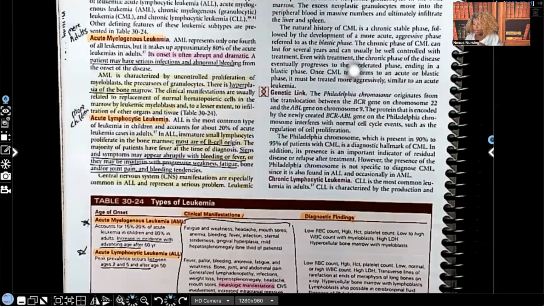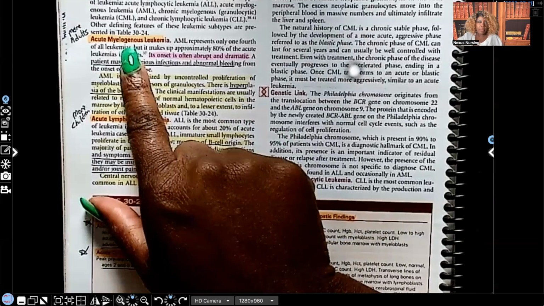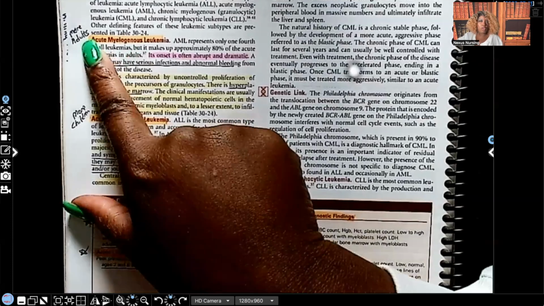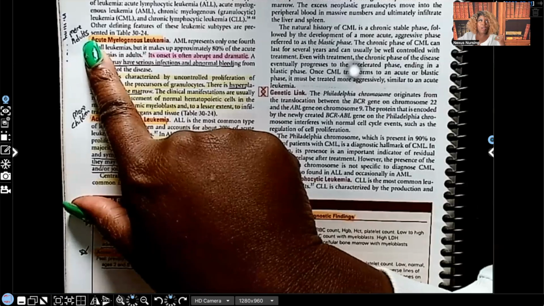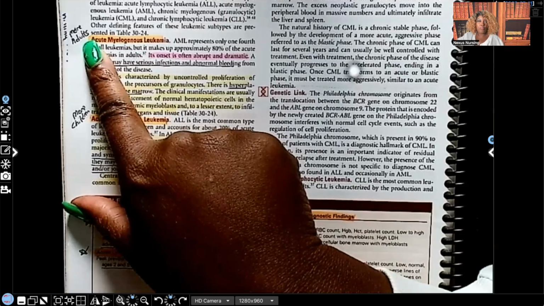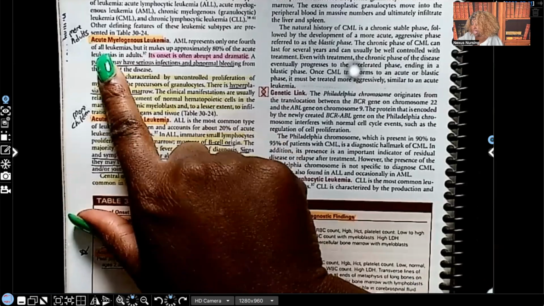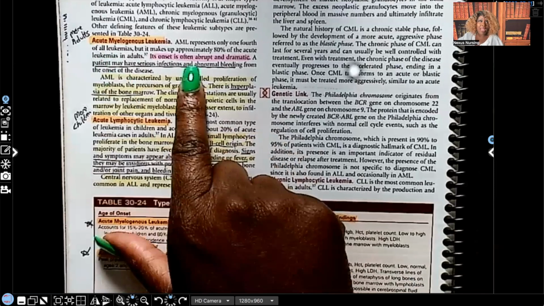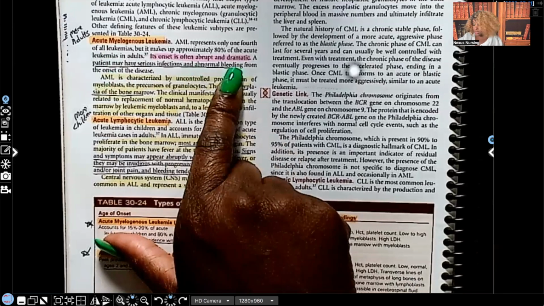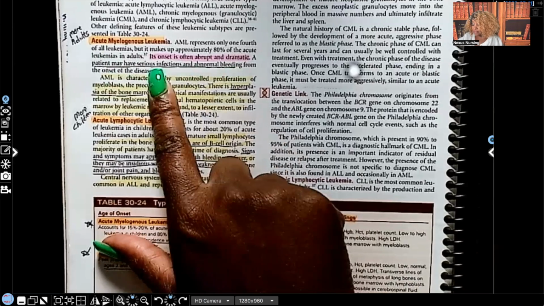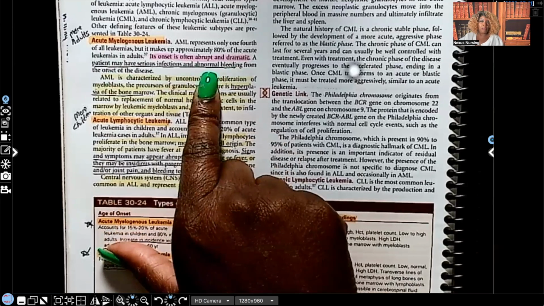We have AML and ALL. So we're going to talk about the AML first, acute myelogenous leukemia. And on the side, I wrote here more adults, because when you think of the AML, I want you to think about adults. Adults are affected more with this disease than children, okay? With AML, the onset is abrupt, as in acute, like that. It's abrupt and dramatic. Patients may have serious infections and abnormal bleeding.